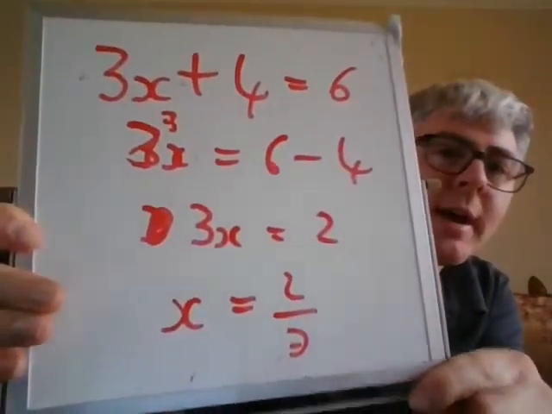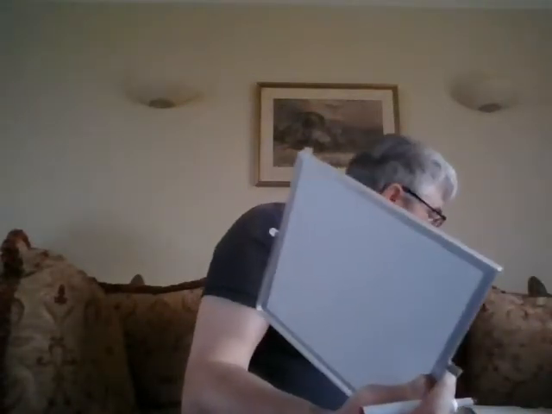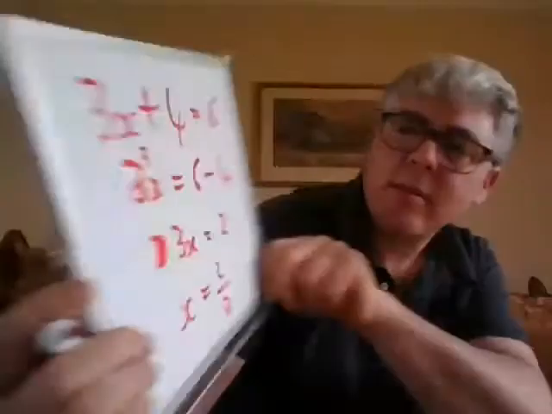3x plus 4 equals 6 there. 3x plus 4 equals 6. 3x equals 6 minus 4 there, that's a 3 there. And 3x equals 2, and x equals 2 over 3.